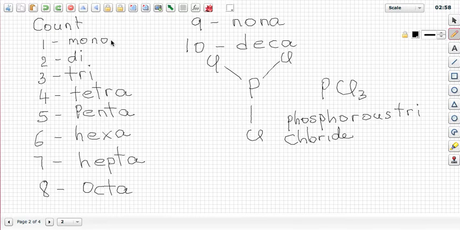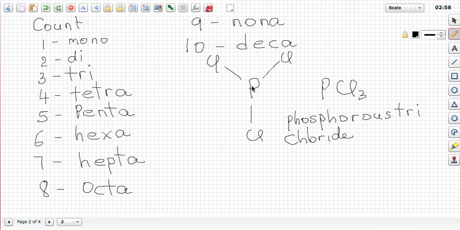The second thing you need to remember is how number of atoms are counted in chemistry. If there's one atom, you say mono. If two atoms, it's di. 3 means tri. 4 is tetra. 5 is penta. 6 is hexa. 7 hepta. 8 octa. 9 nona. And 10 deca. I do recommend you pause the video and write this down.